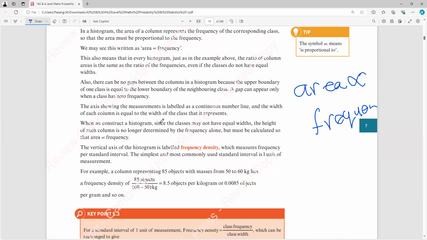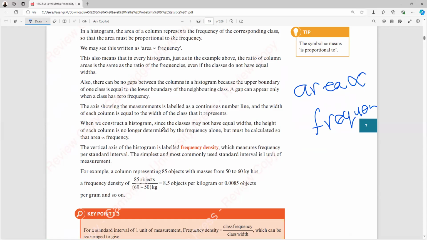When we construct a histogram, since the classes may not have equal widths, the height of each column is no longer determined. In such a case, we can't use the proportional height to represent the area of the column by the frequency alone, but it must be calculated. Area should still be proportional to frequency, but we can't do it with the column height, because it changes as the width changes.